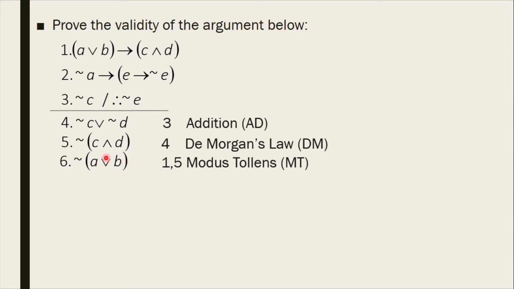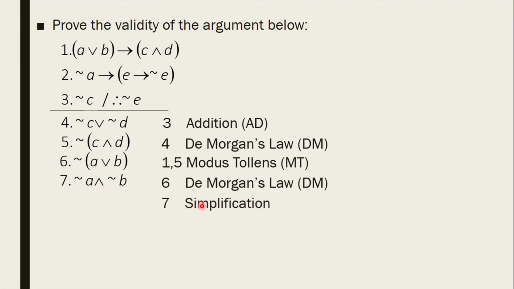And since again this is a negation of the disjunction, I can use again De Morgan's law in order for me to have a conjunction. And applying De Morgan's law on number 6, it will become not A and not B. Since we have a conjunction here, then I can use simplification on number 7 to get not A. Why not A? Because I can use not A with premise number 2 using modus ponens to get E implies not E.